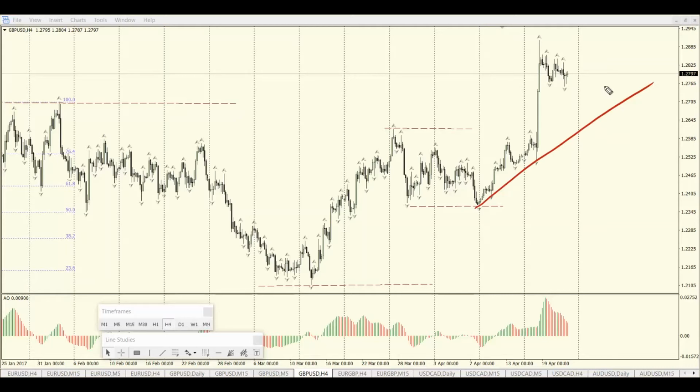For me, that means that I'll be looking only for buy positions, and it is an obvious trend up until I get some new reference points. So that's the story with the British pound. Let's go to the Australian dollar.